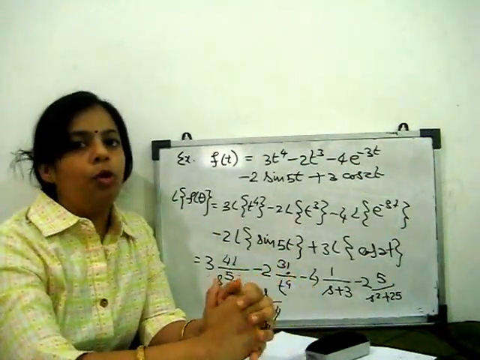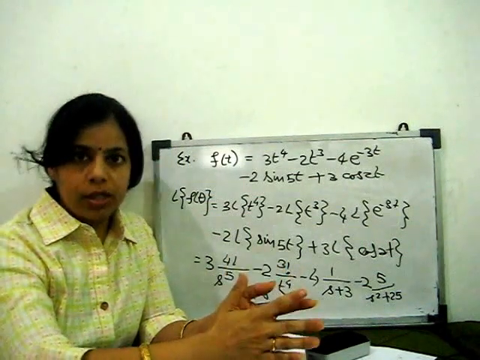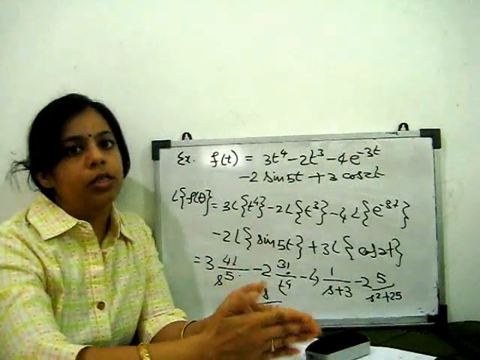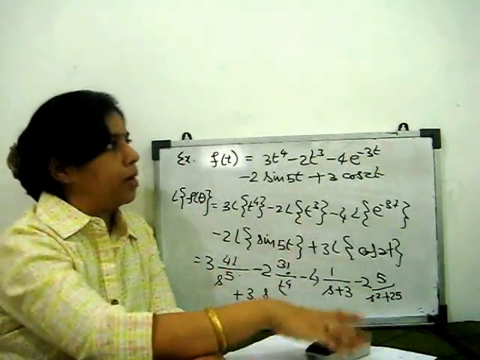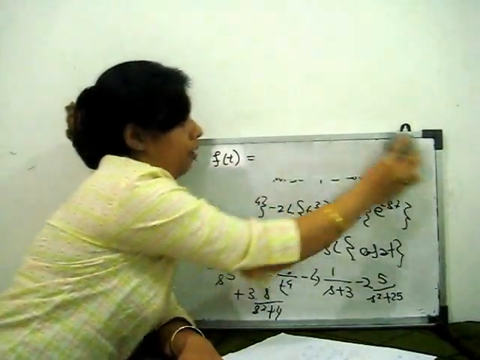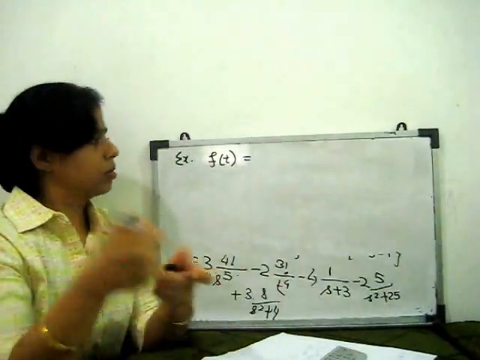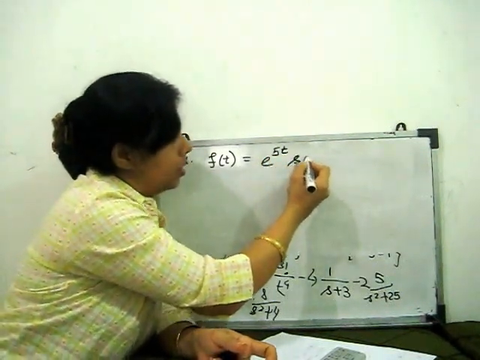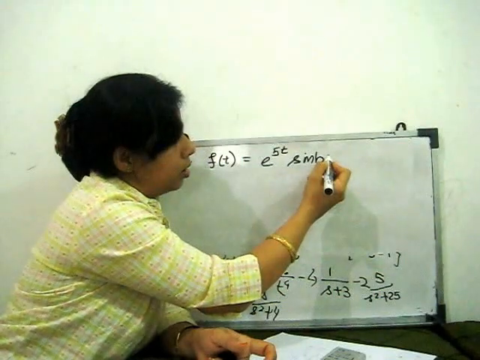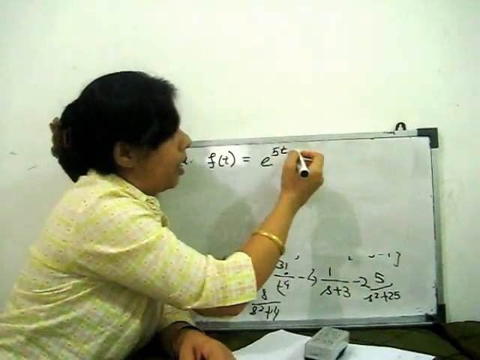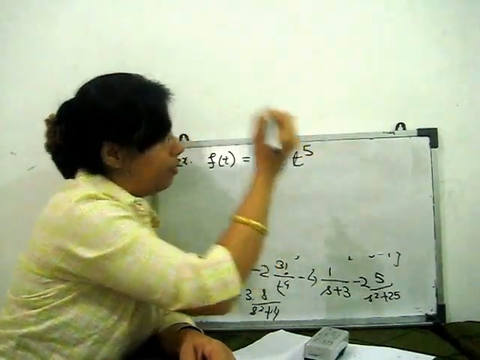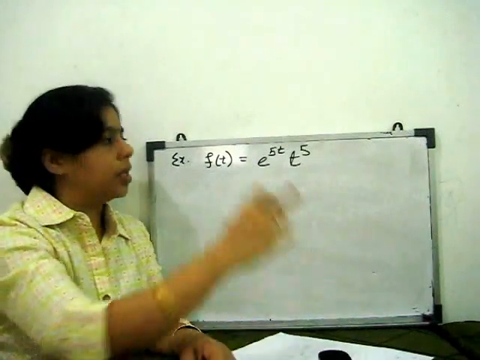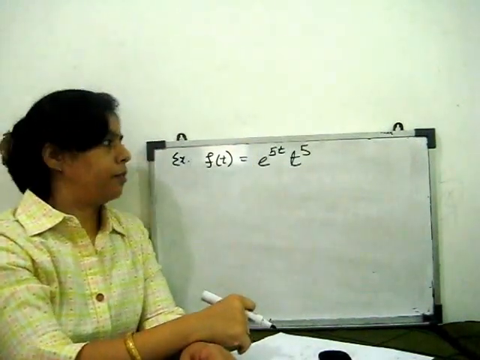Next we go for the first shifting property. What is the first shifting property? If any exponential function is multiplied with our function, then we use it. For example, if we have e to the power 5t times t to the power 5, clear? How do we find the Laplace transform of this? This is an example of the first shifting property.